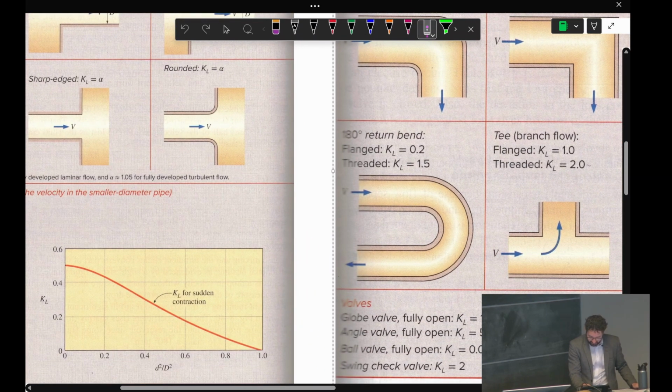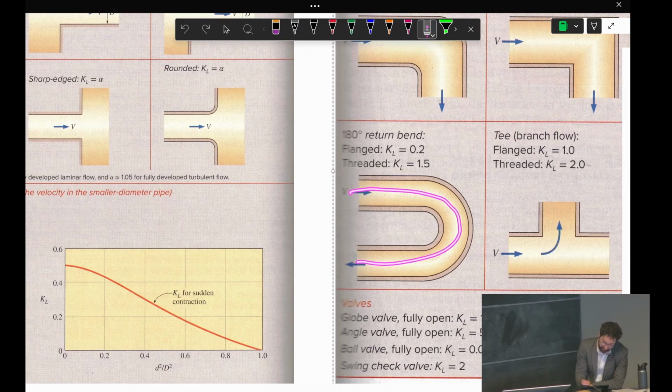So this 180-degree return bend. The tubing that we have is definitely not flanged, but I'm going to just use the flanged KL anyway from this table. If you see here, the flanged KL is 0.2 and the threaded KL is 1.5. So there's a much higher loss in a threaded 180-degree bend. I think that's because of interactions that are created, say, internally at the joint.